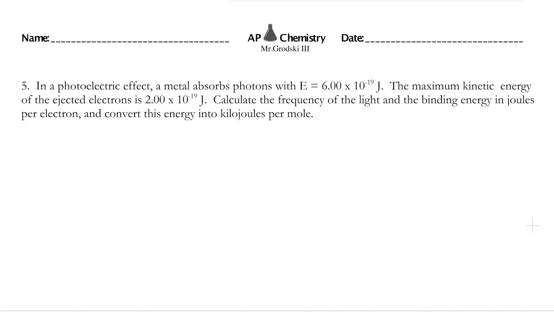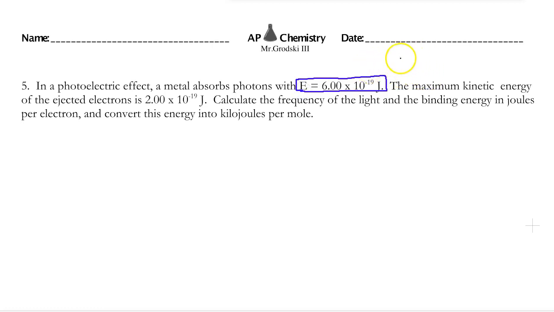So let's get started with the backside of the photoelectric effect worksheet. In a photoelectric effect, a metal absorbs photons with the energy that's 6.0 times 10 to the negative 19. We have to realize that this is the energy per photon of light.